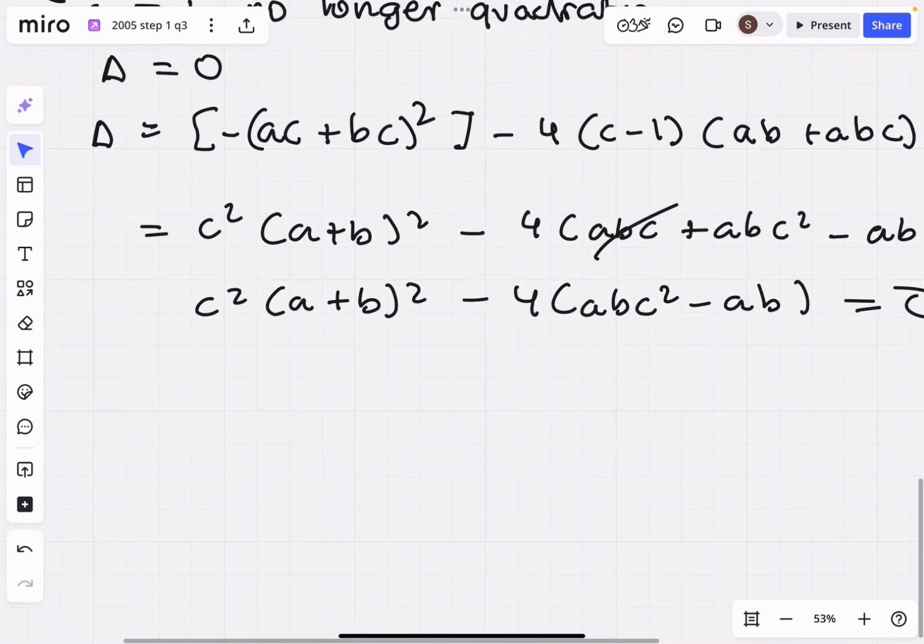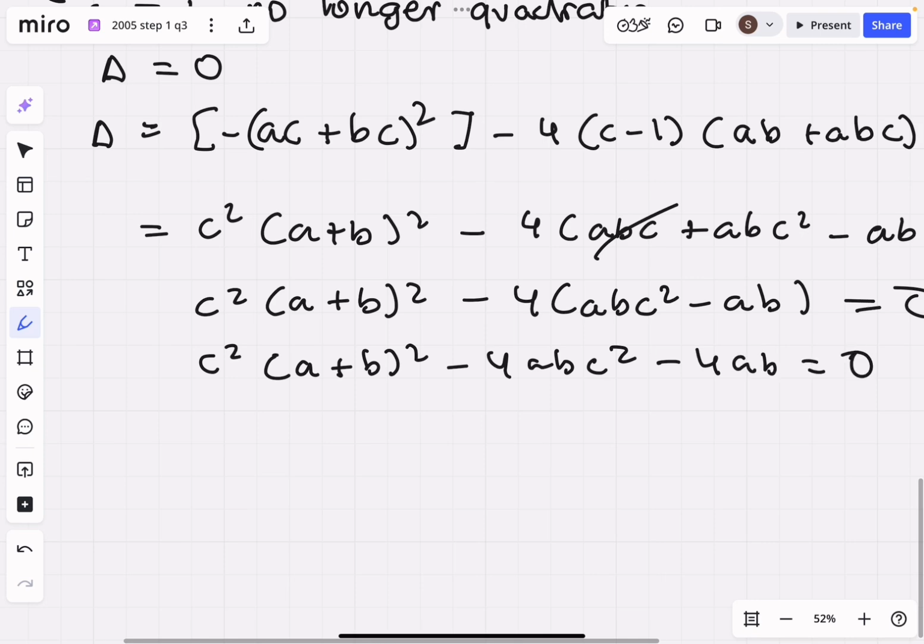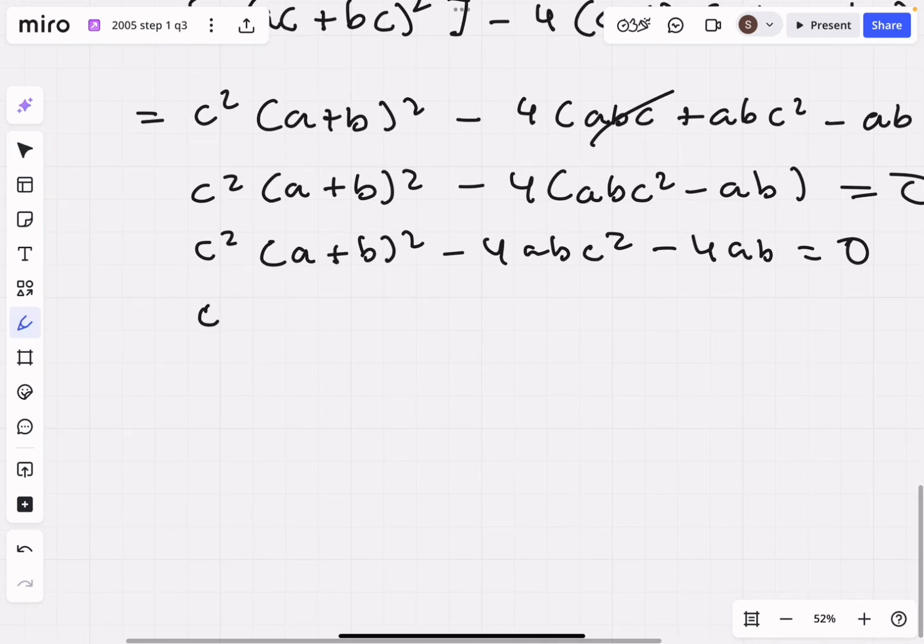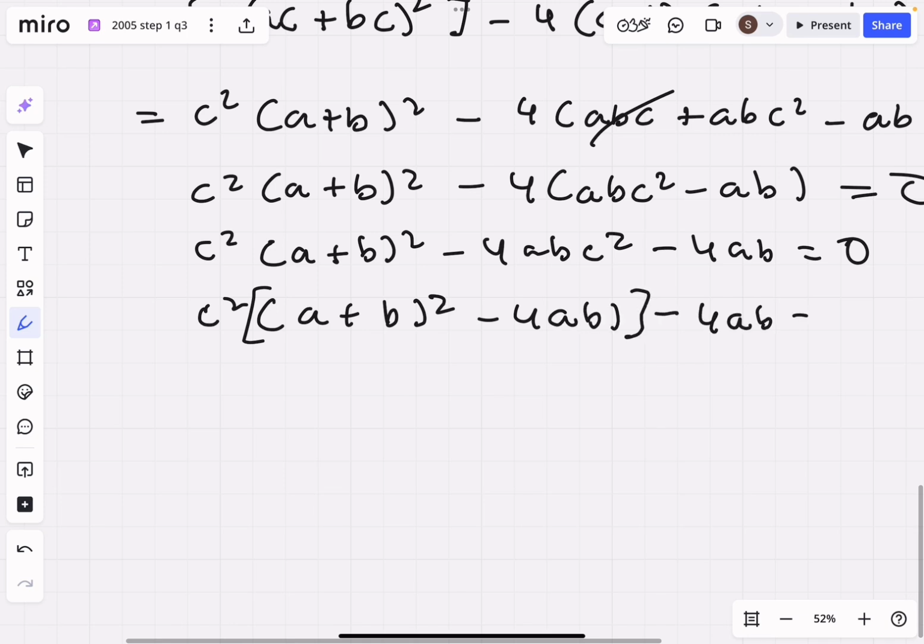So now what we can do is, I want to collect these. So I want to take c squared times (a plus b) squared minus 4ab. Let me first expand this out. Minus 4ab equals 0. And I want to factorize out c squared from that. So c squared (a minus b squared) minus 4ab minus 4ab equals 0.